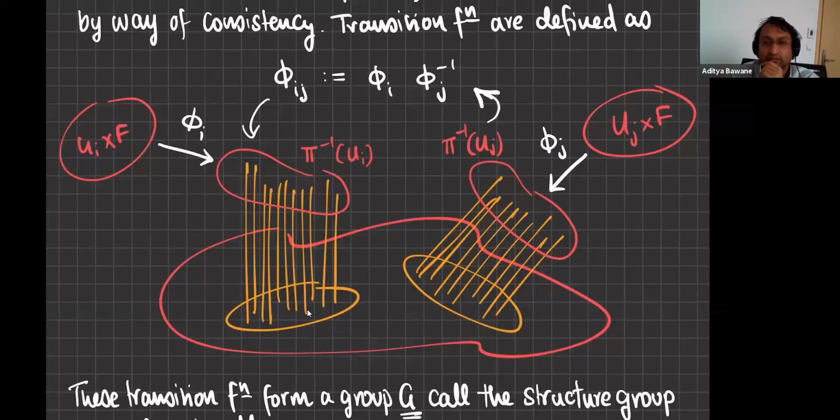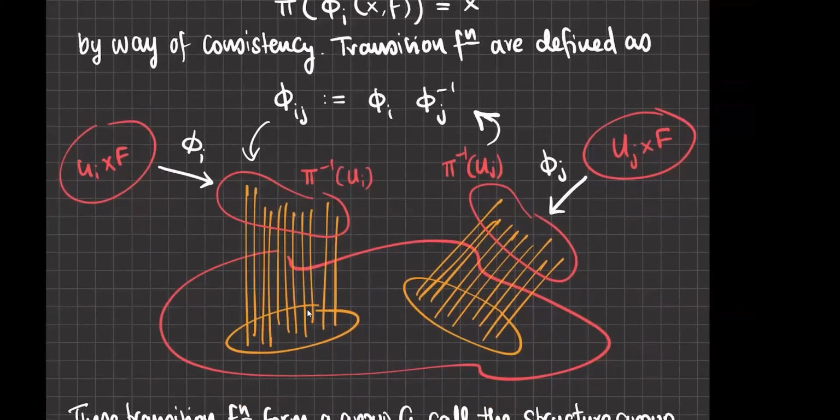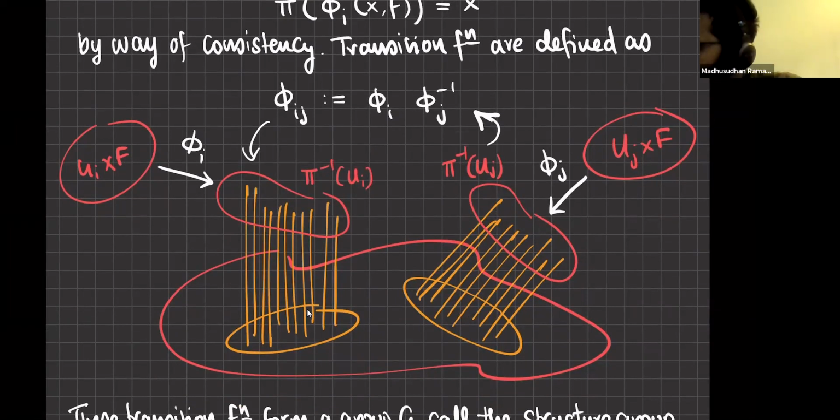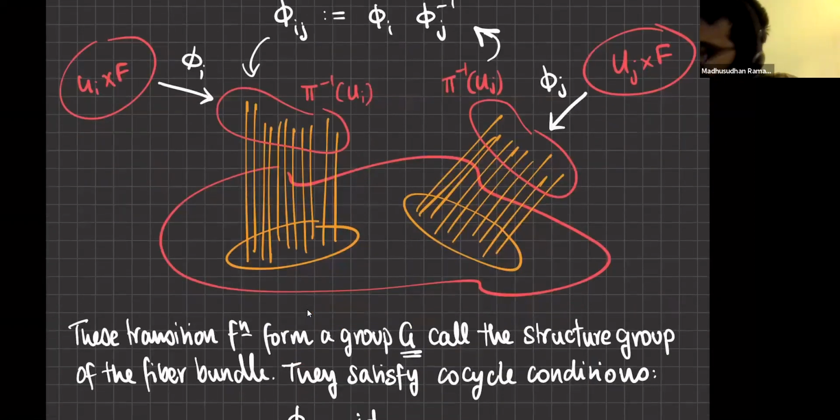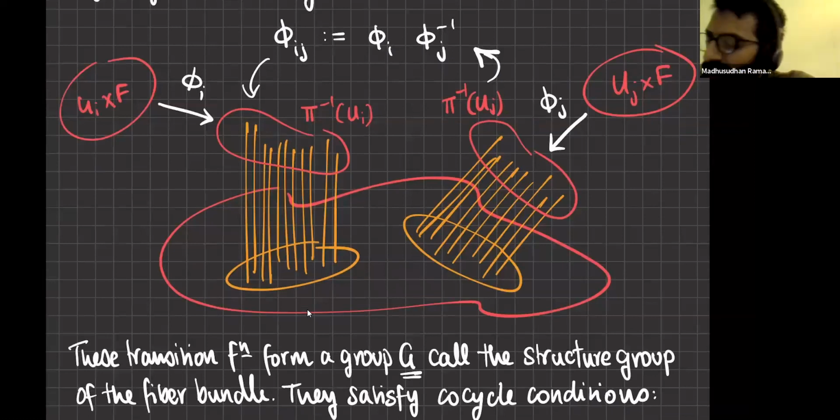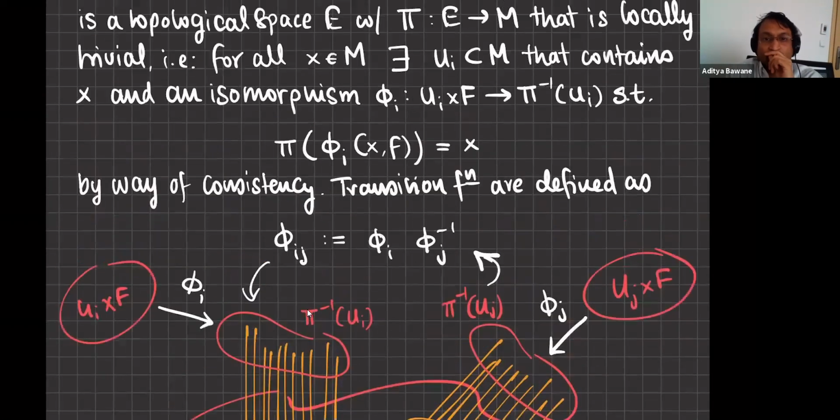Pi inverse of Uj is Uj cross F, right? By isomorphism. Yes, by isomorphism. That's right. So the transition functions, what they should do is they should really be acting on the fibers. Can you scroll back up and just show for a second?